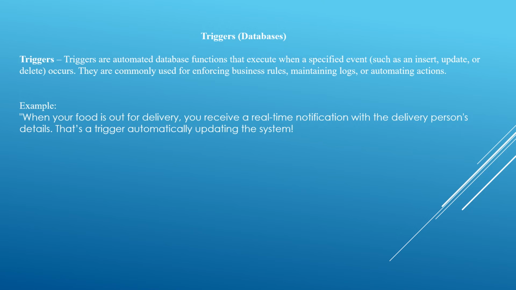And let us study an example. When your food is out for delivery, you receive a real-time notification with the delivery person's details. Here a trigger is responsible for automatically updating the system when the delivery status changes, ensuring real-time updates. Use cases of triggers: sending notifications on order status, logging changes in the database for security, validating data before insertion or modification. Triggers help maintain data integrity and automate processes in database management.